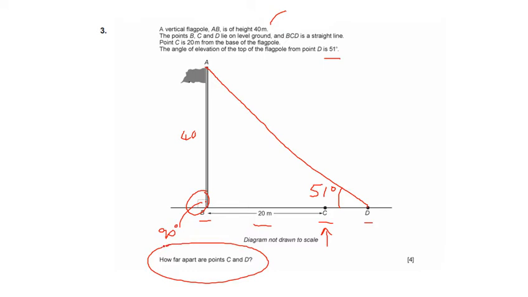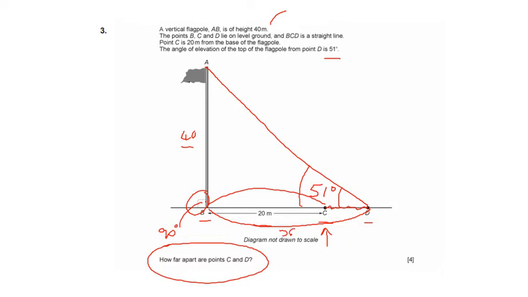Well, if I calculate the length of BD and then take away the length of BC, it will give me how far it is from C to D. So that's what I'm going to do. I'm going to calculate the length of BD. I'm going to use trigonometry because I've got an angle of 51 degrees, I've got a side of 40 metres, and I'm trying to find another side which I'm going to call X.